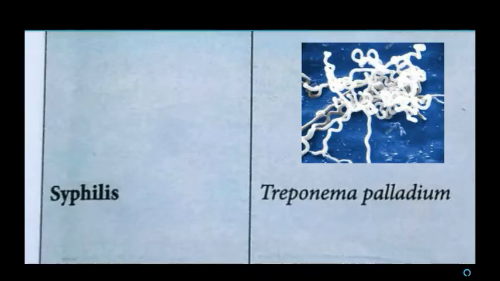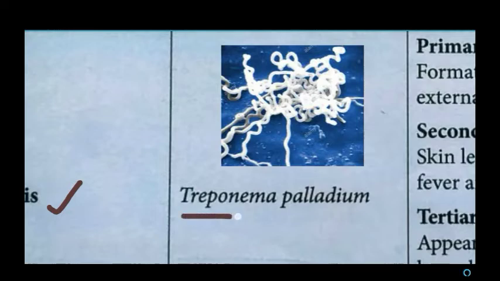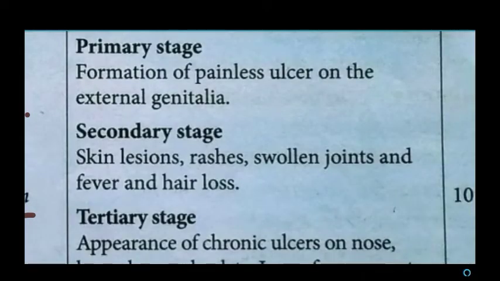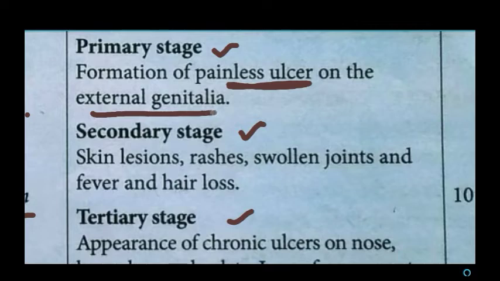So next we are going to see about syphilis. The causative agent for syphilis is Treponema pallidum. This is the bacterium Treponema pallidum. What are the symptoms here? In the case of syphilis, the symptoms are divided into 3 stages: primary stage, secondary stage and tertiary stage. In the first stage, it forms a painless ulcer. An ulcer is nothing but a wound, which is found on the external genitalia.